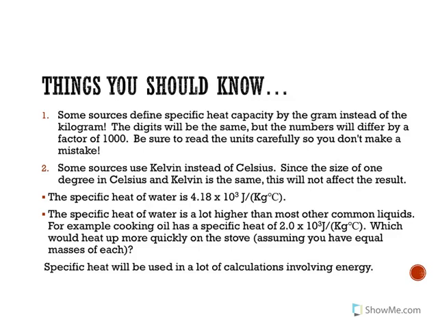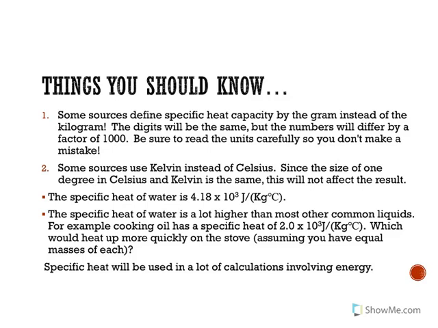And if you note, the specific heat of water is a lot higher than most other common liquids. For example, cooking oil has a specific heat of 2.0 times 10 to the third joules per kilogram degrees Celsius, so about twice as low, which would heat up more quickly on a stove, assuming you have equal masses of each. So water would heat up significantly slower because it has a higher heat capacity. You need to put a lot more energy into heating up water than you do for cooking oil.